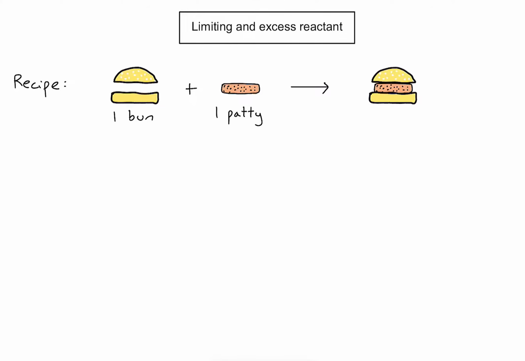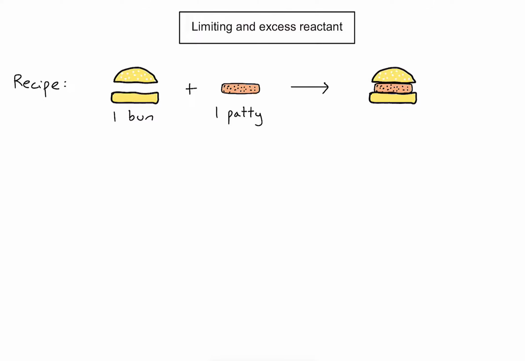Right, let's have a look at how we identify the limiting and excess reactant in a chemical reaction. And we're going to start off with a pretty classic analogy for doing this. We're going to take a recipe for making a burger. So here's my recipe. I need one bun and one patty to make a pretty boring, pretty dry burger.